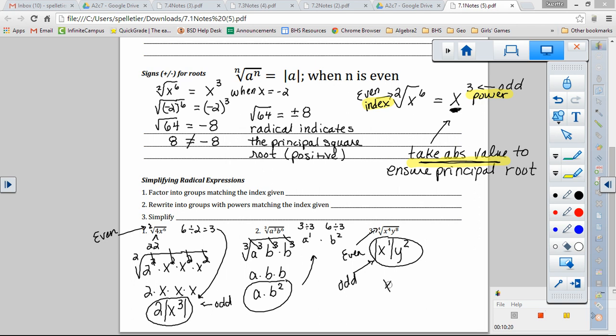You do not need to write that power of 1 if you don't want to. A lot of students like to put it in there so they don't forget, and it helps them to not miss any of those odd values. So that's your answer.